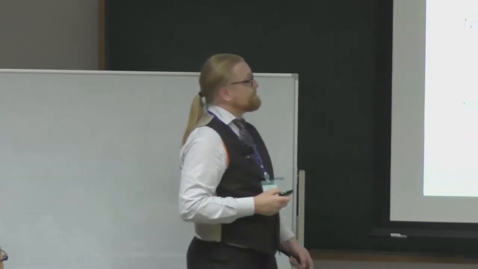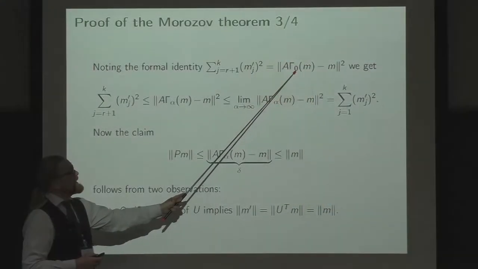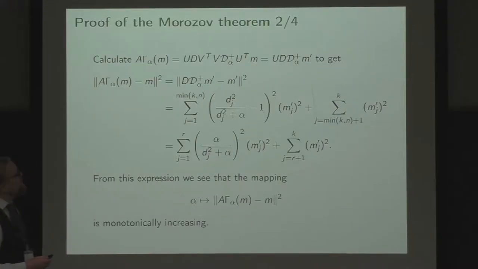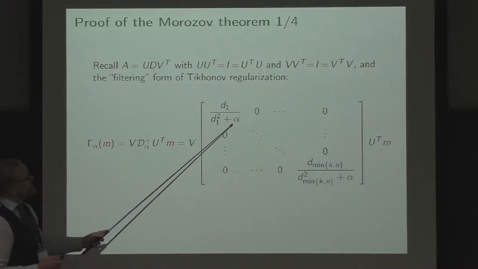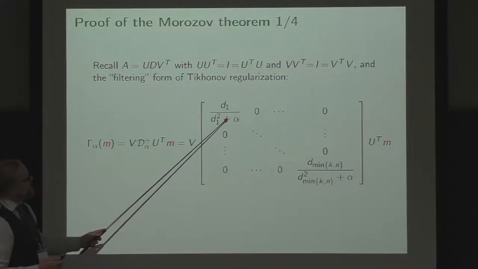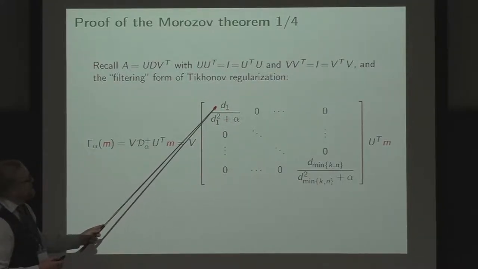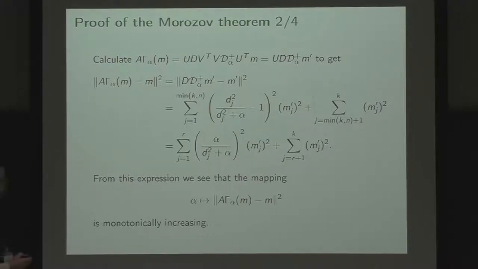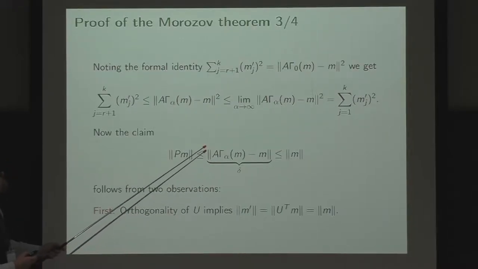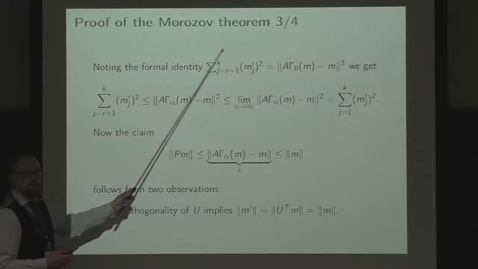So then, formally, if we take alpha to zero, then we just have... Why do we need this formal identity? Well, this just becomes zero then. Yes. So then we are left with only these guys.